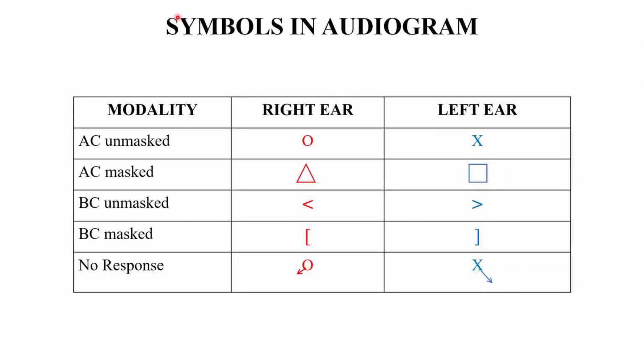So these are the different symbols which are used in the audiogram. As already mentioned, red is marked for the right side and blue is marked for the left side. Air conduction unmasked is a circle on the right and a cross or X on the left. Masked is a triangle and a square. Bone conduction unmasked is the smaller brackets and masked is the bigger brackets. And if there is no response whatsoever, a downward arrow will be marked, showing that there is no response.